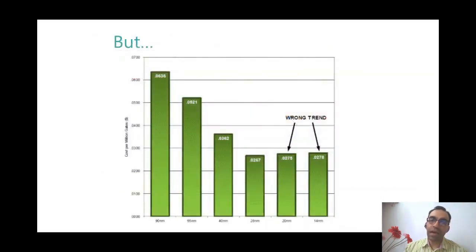And because it was not a law, we noticed that as we come to, let us say, I'm not sure if you're able to read this clearly, this is 90 nanometer, this is 65 nanometer, this is 40 nanometer, 28 nanometer, 20 nanometer, and 14 nanometer. So we see that until 28 nanometer, cost is reducing. But then the cost is no longer reducing. So in a way, something about Moore's law has given in.